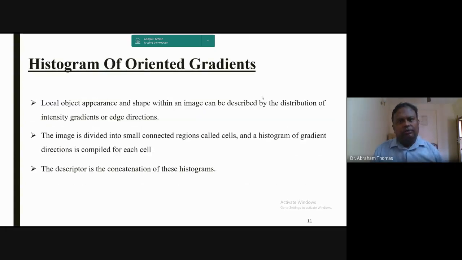Now I come to the histogram of oriented gradients. The local object appearance and shape within an image can be described by the distribution of intensity gradients or edge directions. The image is divided into small connected regions called cells, and a histogram of gradient directions is compiled for each cell. The descriptor is the concatenation of these histograms.